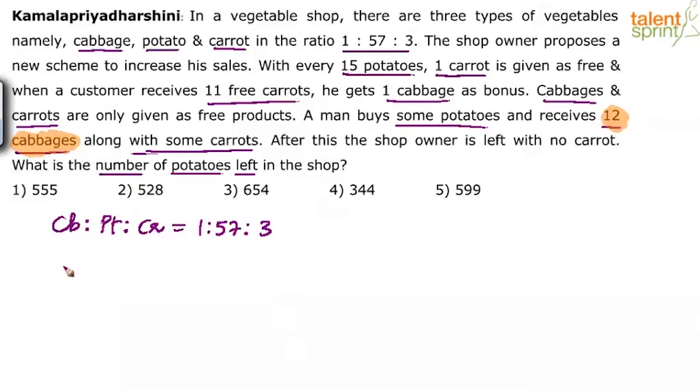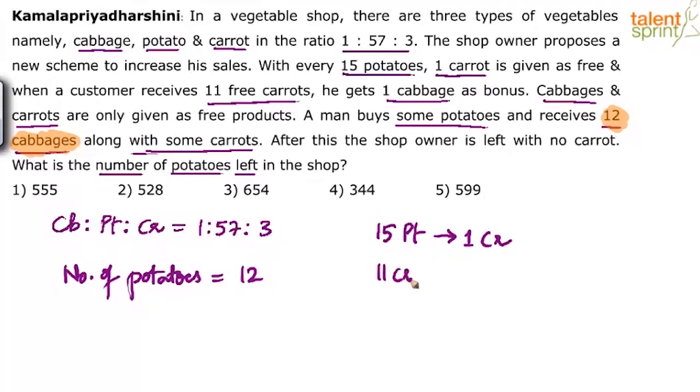So can we conclude that the number of potatoes which have been bought is equal to, see, he has got 12 cabbages. When will he get 12? It is like this, right? You buy 15 potatoes, you get 1 carrot. And once you accumulate 11 carrots, you get 1 cabbage, right? Now this fellow has got 12 cabbages. So can you say 12 cabbages is equal to 12 into 11 carrots?